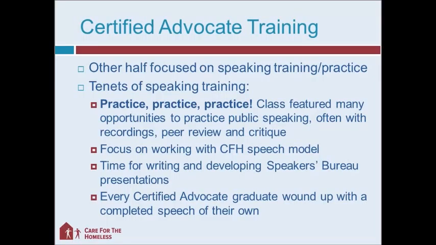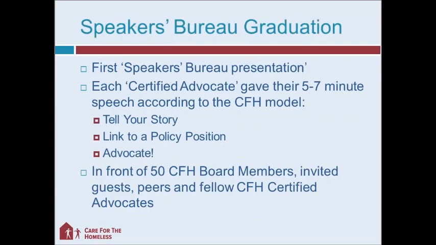And we focused on the Care for the Homeless speech model, which I had described as telling a powerful personal story, hooking it to a particular policy issue, and then advocating about that issue. Every certified advocate by the end of the training program wound up with their own completed speech using their story and an issue that they had chosen. So that at the end of the training, in the graduation, each graduate gave their own 5 to 7 minute speech, telling their own story, linking it to a position, and advocating.